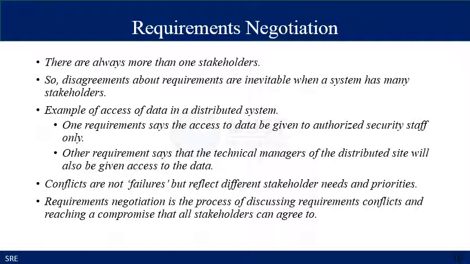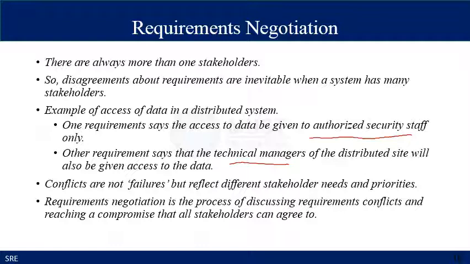There is always more than one stakeholder in any organization or any business endeavor, so disagreements are bound to happen about the requirements. You cannot avoid these conflicts when a system has many stakeholders. For example, access to data in a distributed system will have certain implications. One requirement says that access to the data is to be given to authorized security staff only. Another requirement says that the technical managers of the distributed site will also be given access to the data, which will create a requirement conflict.